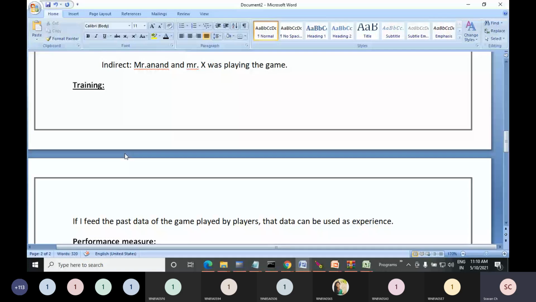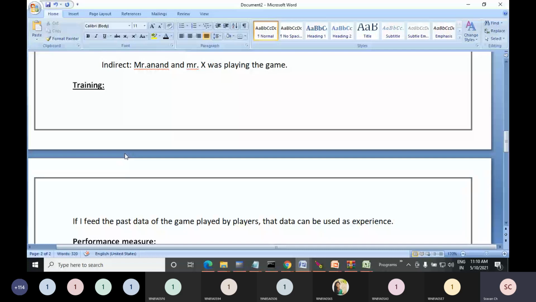So there are two ways, friends. One is direct and the other is indirect. Indirect means you already have some data and you try to feed it. That is called indirect. Direct means you learn by your own experience.